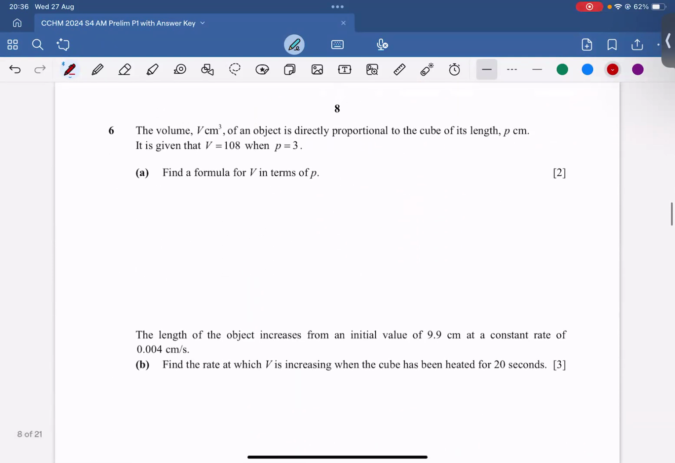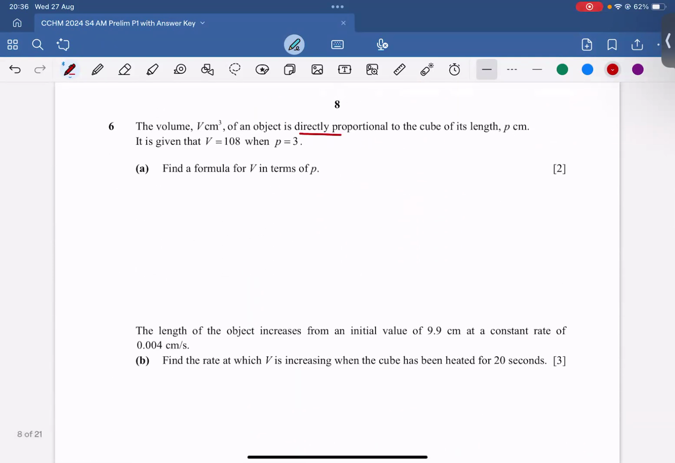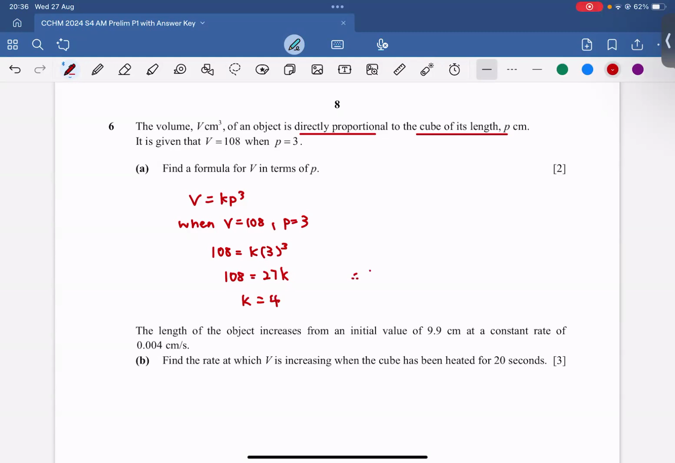The volume of the object is directly proportional to the cube of its length. So over this statement, we know we have to write V equals kp cubed. We always find the k when V is 108, p equals 3. So 108 equals k times 3 cubed. So 108 is actually equal to 27k. k will just be 4. Then please rewrite your equation: V equals 4p cubed.